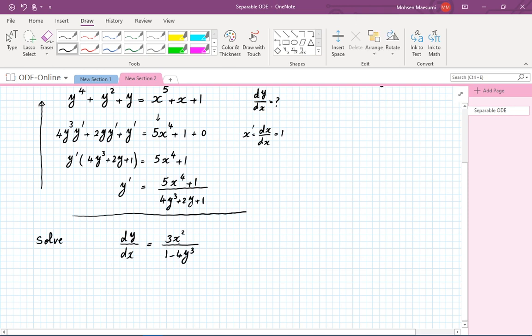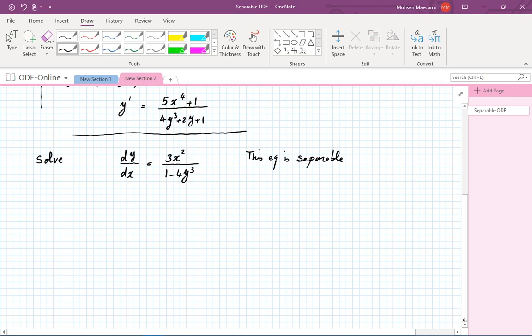So this is just y prime, it's 3x squared over 1 minus 4y cubed. We call this thing separable, so we say this equation is separable, because by multiplication and division I can take all of my y's to one side and all the x's to the other side. So I can write this thing by cross multiplication, 3x squared dx on the right side.